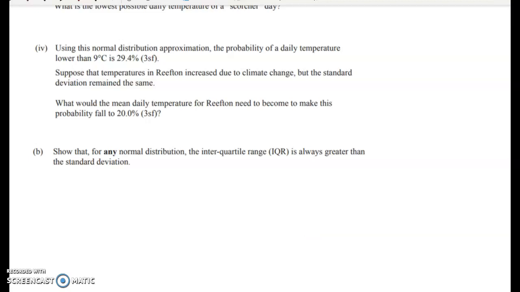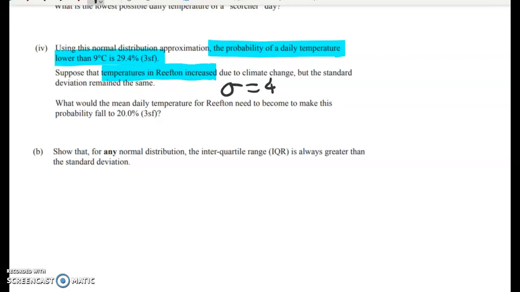So using this normal distribution, we're told that the probability of a daily temperature below 9 degrees is 29.4%. Now let's suppose that the temperature's increased due to climate change, but the standard deviation has remained the same. So that means the standard deviation is still going to be 4.8. What would the mean daily temperature for Reefton need to become to make this probability, this one here, fall to 20%? So let's draw a couple of pictures of what we've got.